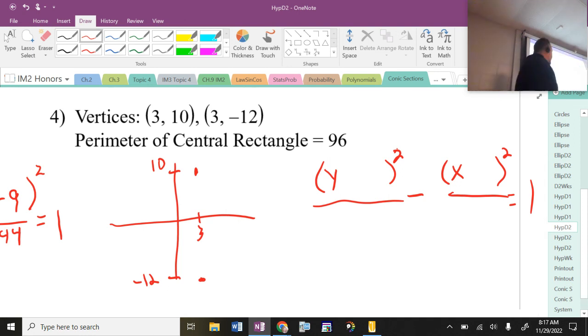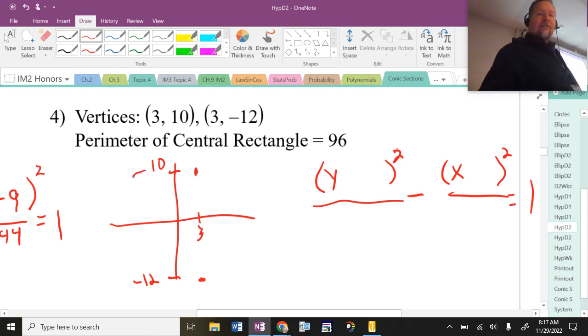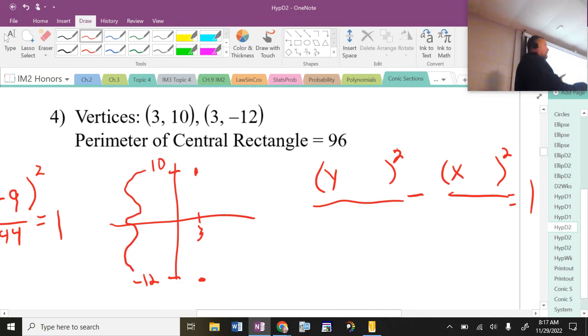Okay, and then the next thing, how far are these away from each other? How far is this from there to there? It's 22. I don't know how first hour didn't tell me that. All right. Next thing.